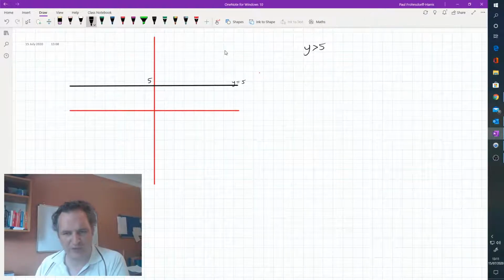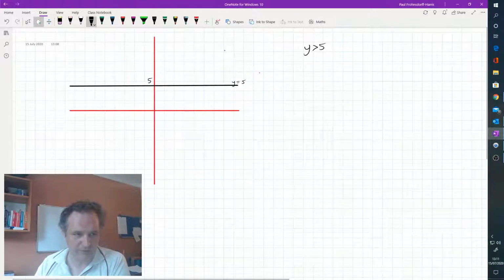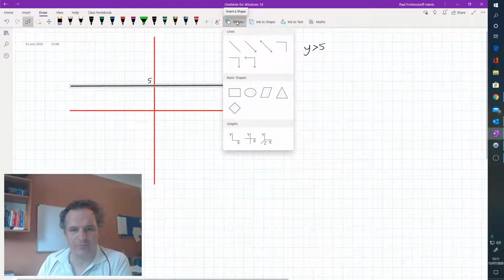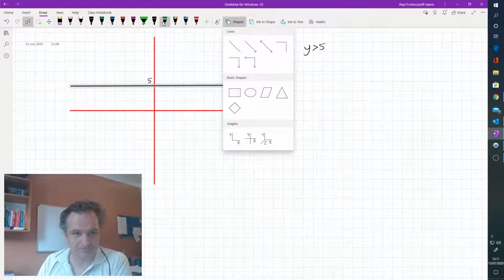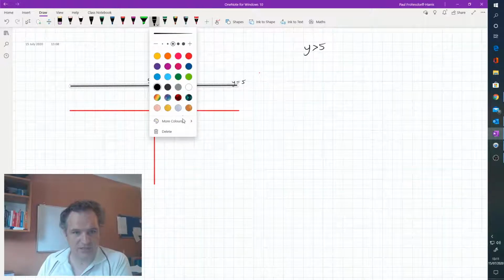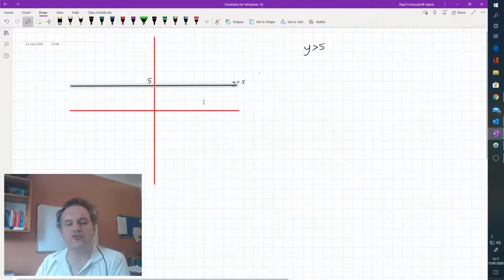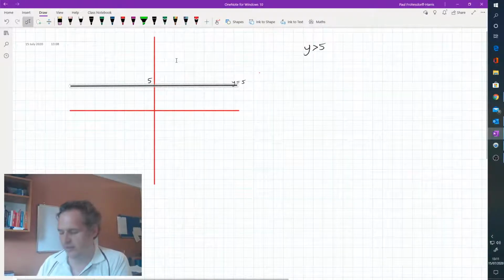If we want all the places that are greater than 5, my first job is to change this line if it's possible to do so, so it's a dotted line. I've certainly not worked out how to do that here. But it would normally be a dotted line. So what we're going to do to fix it the other way is change this so it says y is greater than or equal to 5.